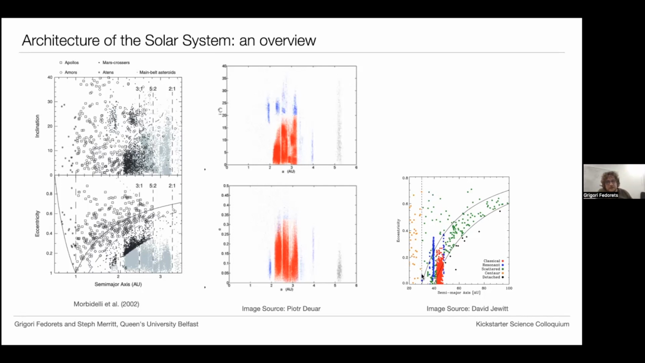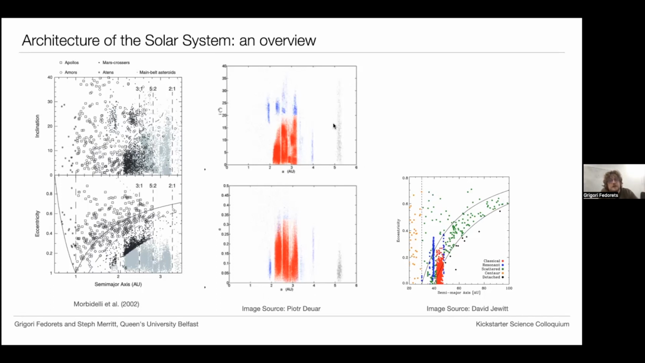There are some contemporary mechanisms which explain things. For example, these Kirkwood gaps here in the main asteroid belt are due to orbital resonances with mainly Jupiter, also Saturn, and the population of near-Earth asteroids can also be explained by contemporary dynamical processes. However, there are some things that cannot be explained by contemporary processes. There is something which happened in the past of the solar system, for example. The scattered region of the trans-Neptunian population cannot be explained by contemporary processes.